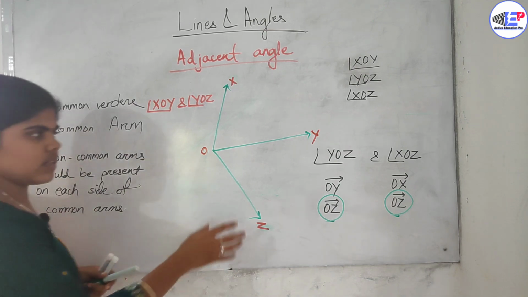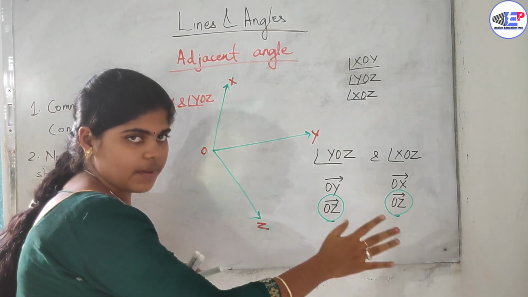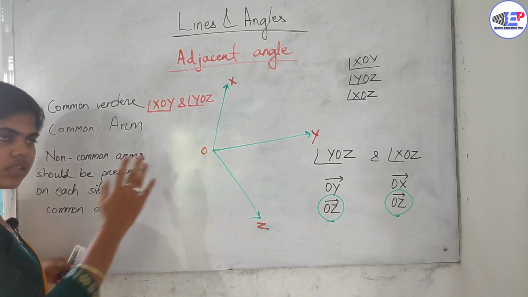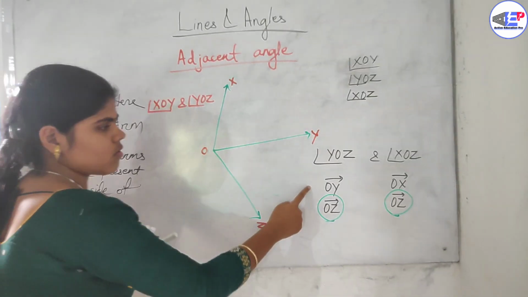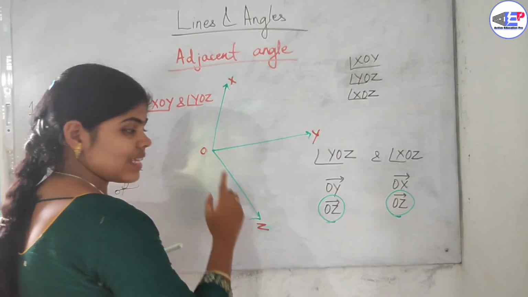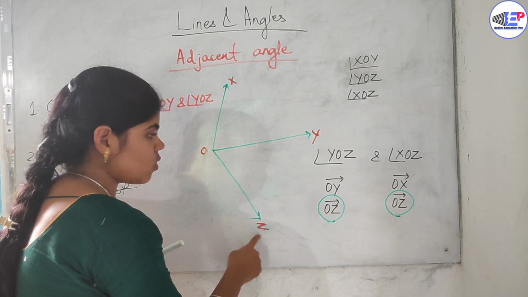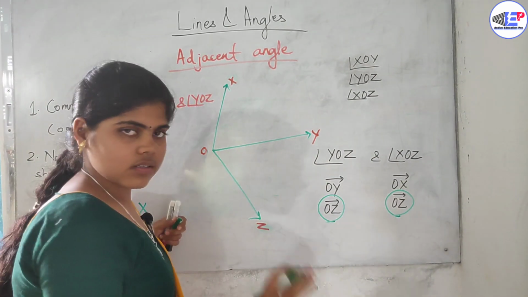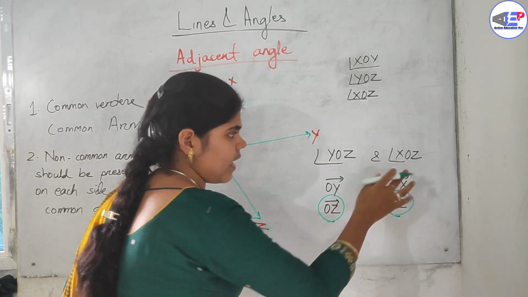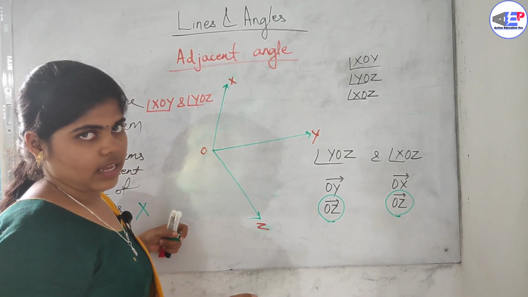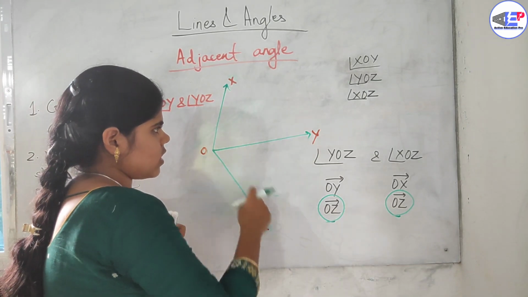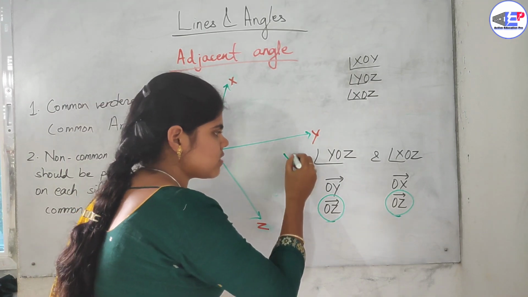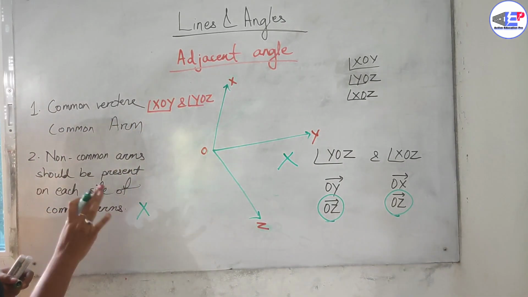The first condition is satisfied, there is a common vertex and a common arm. But the next condition, that non-common arms should be present on each side of the common arm, is not met. Here the non-common arms OY and OX are present on one side of the common arm. So the second condition is not fulfilled by these two angles. Here YOZ and XOZ are not adjacent angles. They do not satisfy the conditions of adjacent angles.